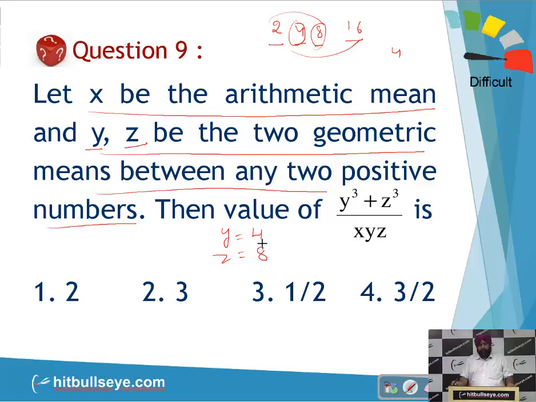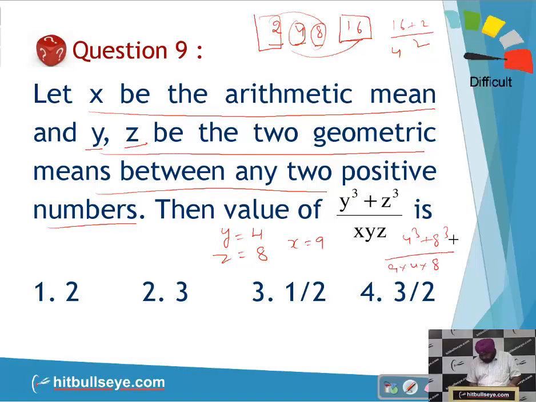x is the arithmetic mean, simple average. So we assume two numbers 2 and 16. Arithmetic mean is (16 plus 2) by 2, that is 18 by 2, 9. So x comes out to be 9. Putting the values in (y cube plus z cube) upon xyz, we get (4 cube plus 8 cube) upon 9 into 4 into 8, which gives us 2 as the answer, because it is 576 upon 288. See, this is a simple solution to this typical problem of algebra requiring a lot of terminology.